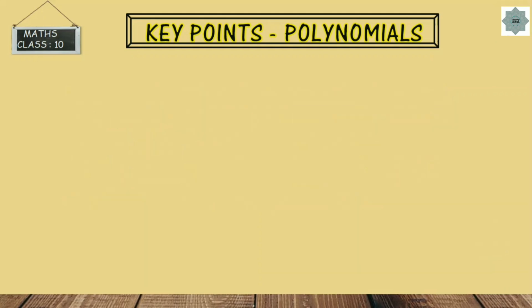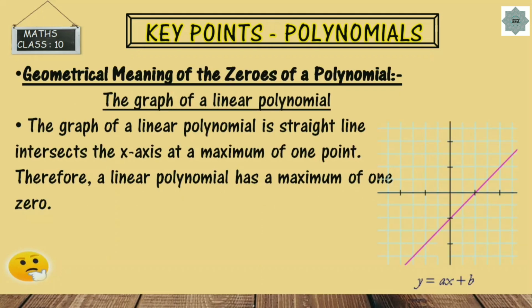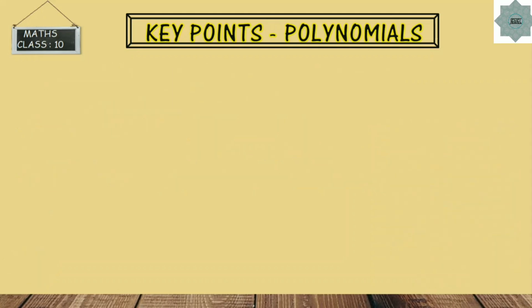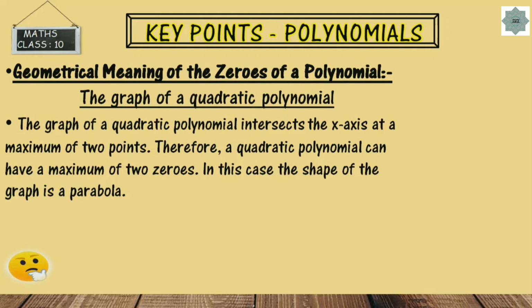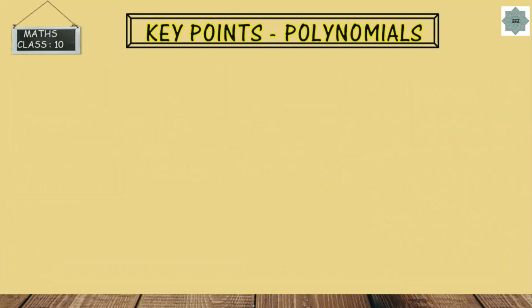The graph of a linear polynomial is a straight line, which intersects the x-axis at a maximum of 1 point. Therefore, a linear polynomial has a maximum of 1 zero. Next is the graph of quadratic polynomial. The graph of a quadratic polynomial intersects the x-axis at a maximum of 2 points. Therefore, a quadratic polynomial has a maximum of 2 zeros. In this case, the shape of the graph of a quadratic polynomial is a parabola.